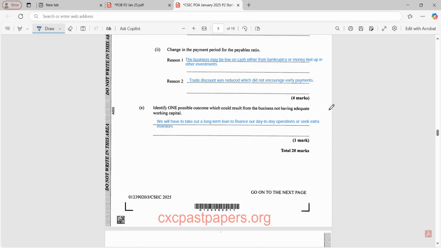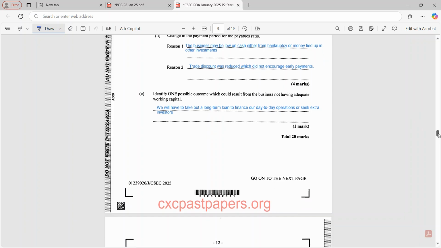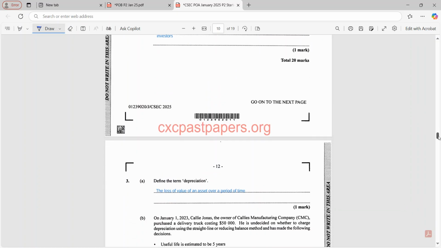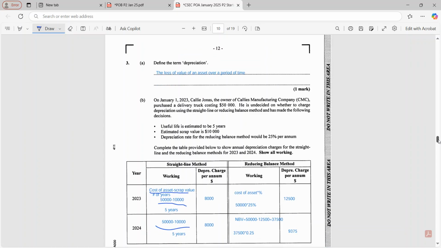And then it says identify one possible outcome which could result from the business not having adequate working capital. And we know that working capital is what we use to finance our day-to-day operations. So therefore, if we don't have anything, we can't pay our current liabilities, right? And we cannot run the business properly. So we possibly have to take out a long-term loan. Question three says define the term depreciation. And we all know that depreciation is a loss of value of an asset over a period of time, usually because of wear and tear and erosion and those things.